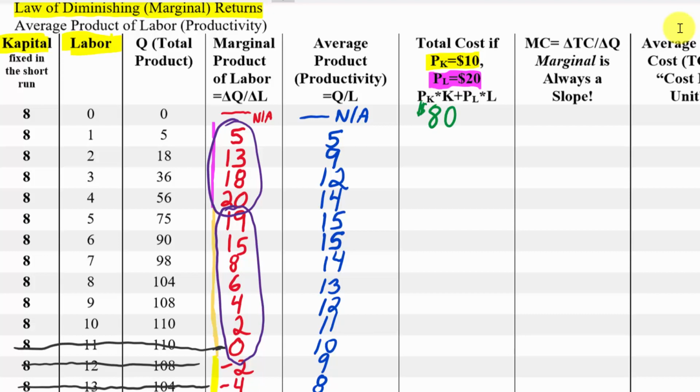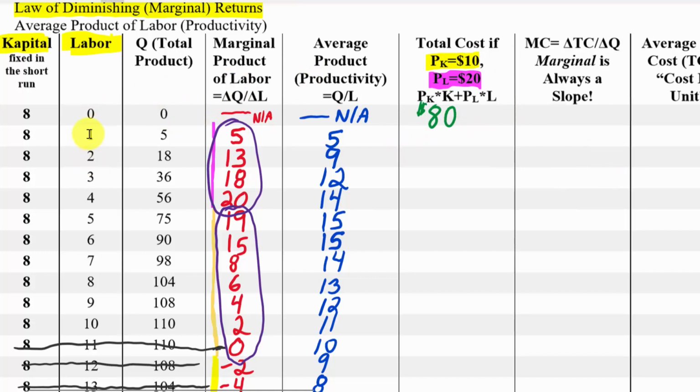Since all the money we're spending here is on the fixed factors of production, those machines that we can't change today in the short run, we would call this $80 the fixed costs. We're not spending any money on variable costs. So when we're producing 0 units, total costs are only for fixed costs.